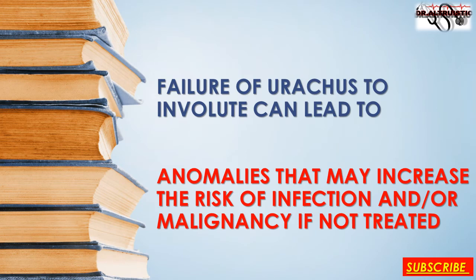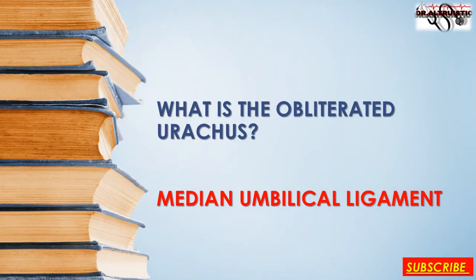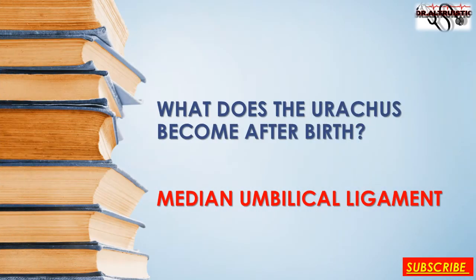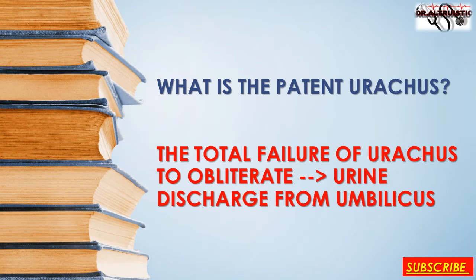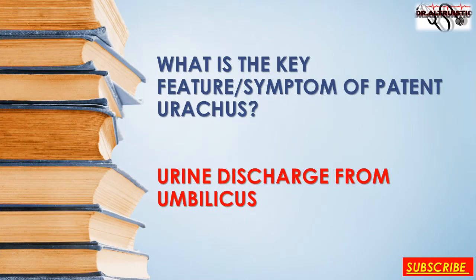Failure of urachus to involute can lead to anomalies that may increase the risk of infection and/or malignancy if not treated. What is the obliterated urachus? Median umbilical ligament. What does the urachus become after birth? Median umbilical ligament. What is the patent urachus? The total failure of urachus to obliterate, leading to urine discharge from umbilicus. What is the key feature, symptom of patent urachus? Urine discharge from umbilicus.